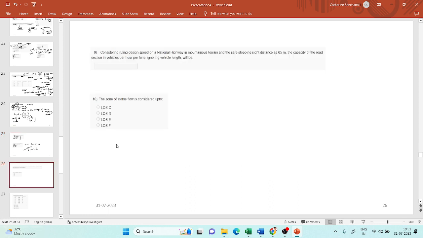Now moving on to the next question. Considering rolling design speed on a national highway in mountainous terrain and the safe stopping sight distance as 65 meters, the capacity of the road section in vehicles per hour per lane, ignoring vehicle length, will be what? So they've asked capacity. We know the formula for capacity. It is 1000 into V by S, where V is the speed of the vehicle and S is the spacing between the vehicles. This is given as 65.